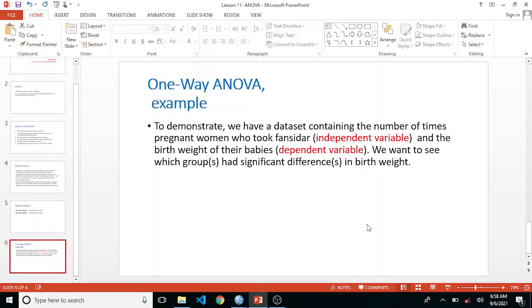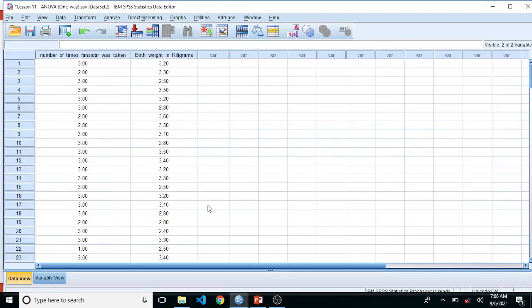So we are going to demonstrate the one-way ANOVA, and we have a data set containing the number of times pregnant women took Fansidar. That is our independent variable, which has independent categories. It's either you took Fansidar no time, 1 time, 2 times, 3 times, or 4 times or more, and the birth weight of their babies, which is measured in kilograms. Of course, that is our dependent variable. Good, let us see this in SPSS.